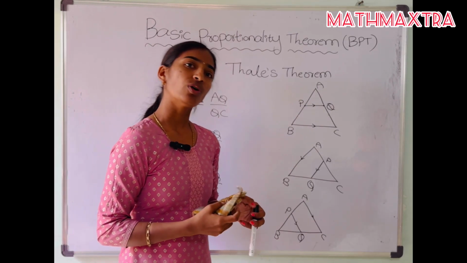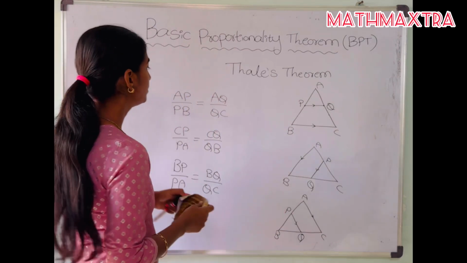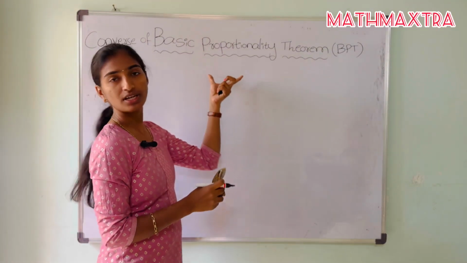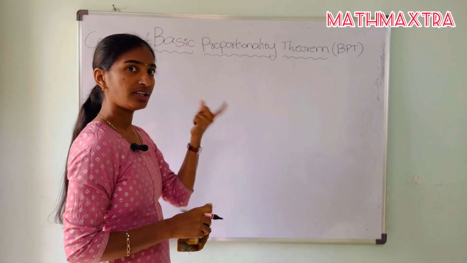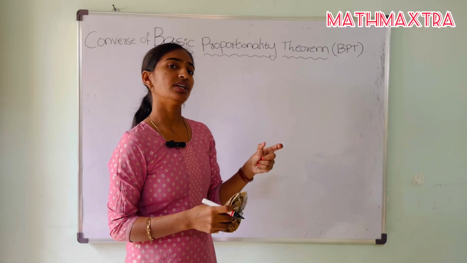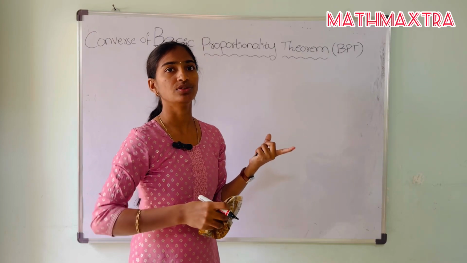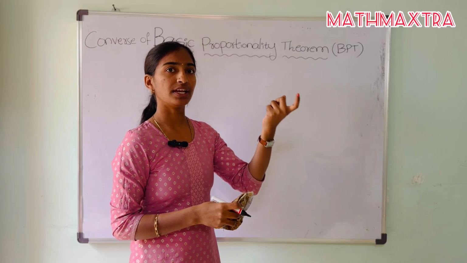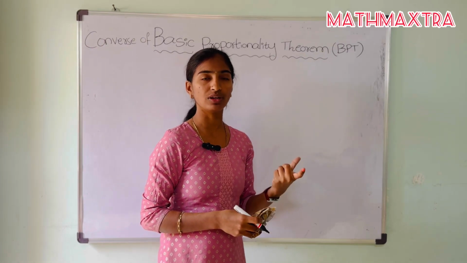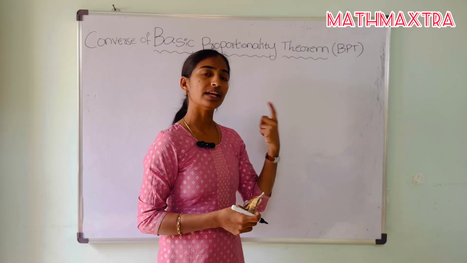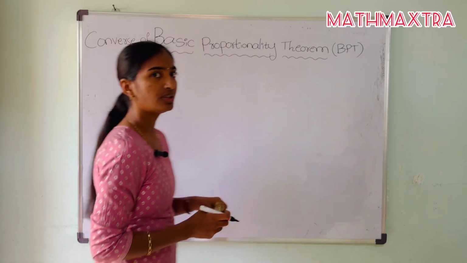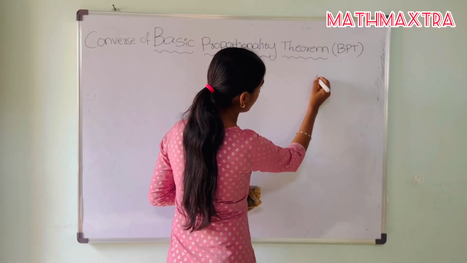Now we'll see the converse of the basic proportionality theorem. What is the converse? In the basic proportionality theorem, we have taken one parallel line, which divides the other two sides in the same ratio. So what is the converse of that? If a line divides two sides of a triangle in the same ratio, then that line is parallel to the third side. That is the converse of the basic proportionality theorem.